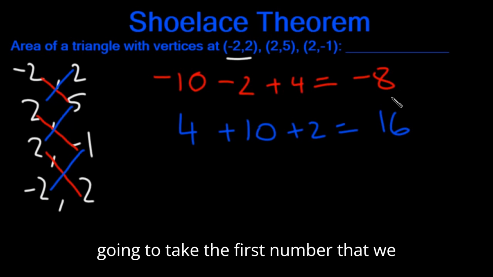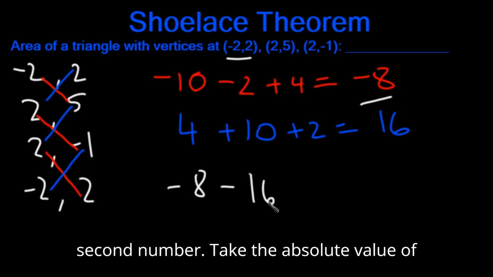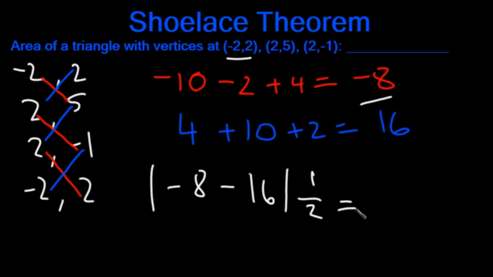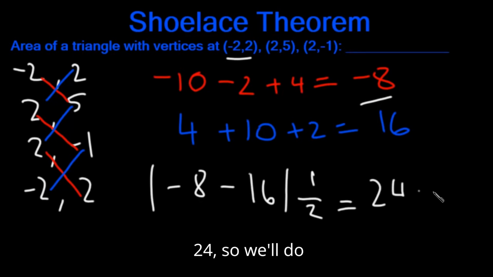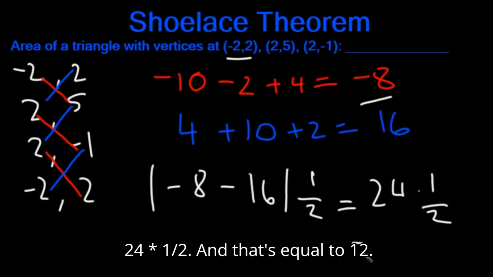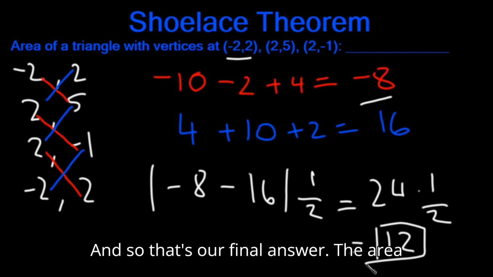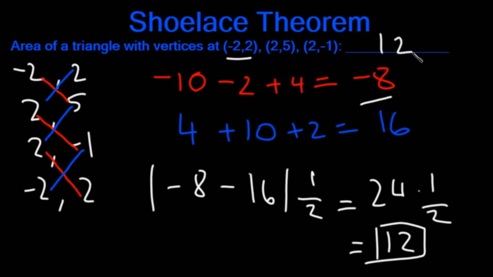Now we're going to take the first number that we got and subtract the second number from it. Take the absolute value of that and then multiply by 1/2. So -8 minus 16 is -24. And the absolute value of -24 is 24. And so we'll do 24 times 1/2, and that's equal to 12. And so that's our final answer. The area of a triangle with those vertices is 12.